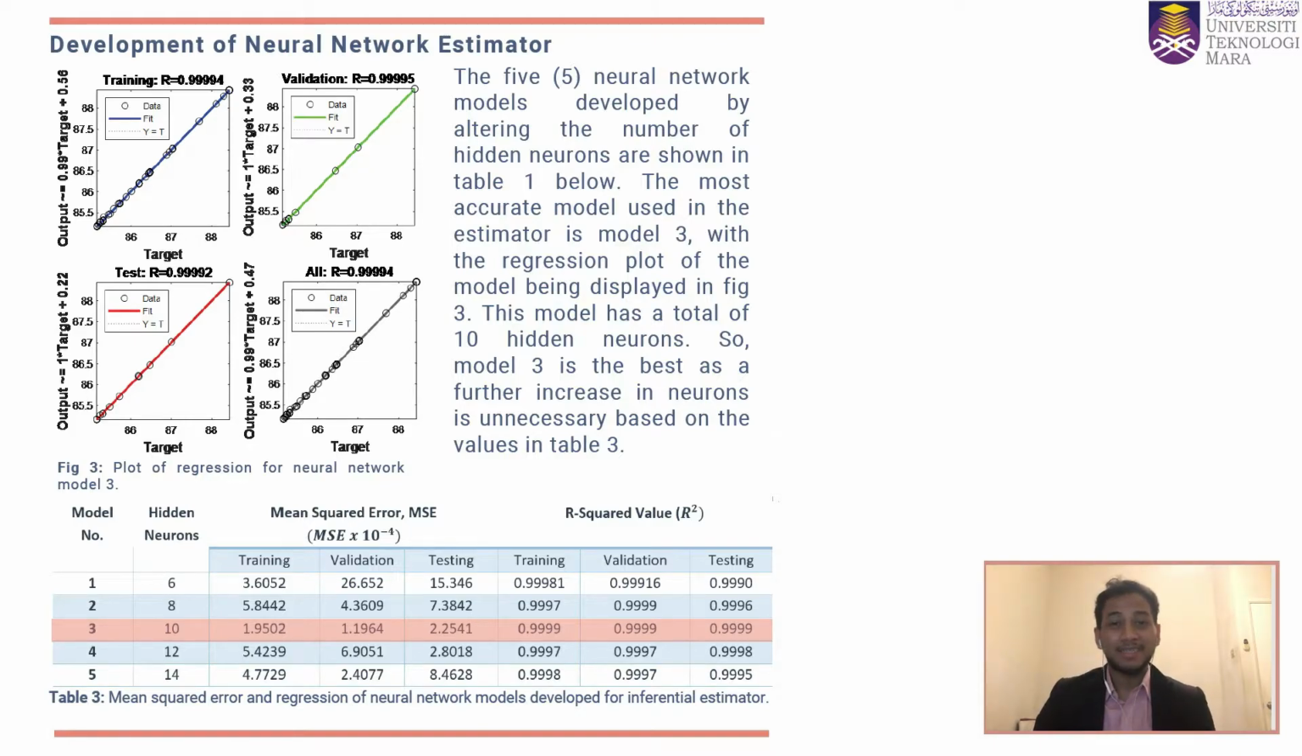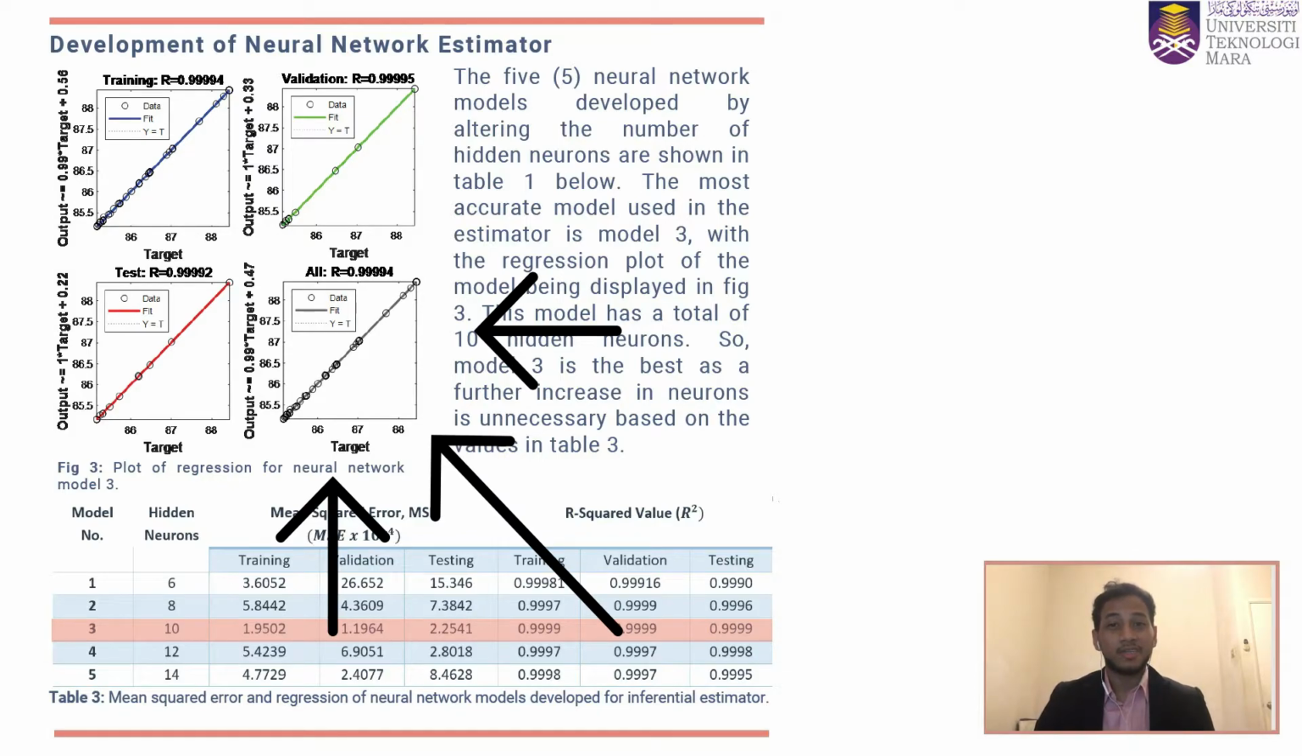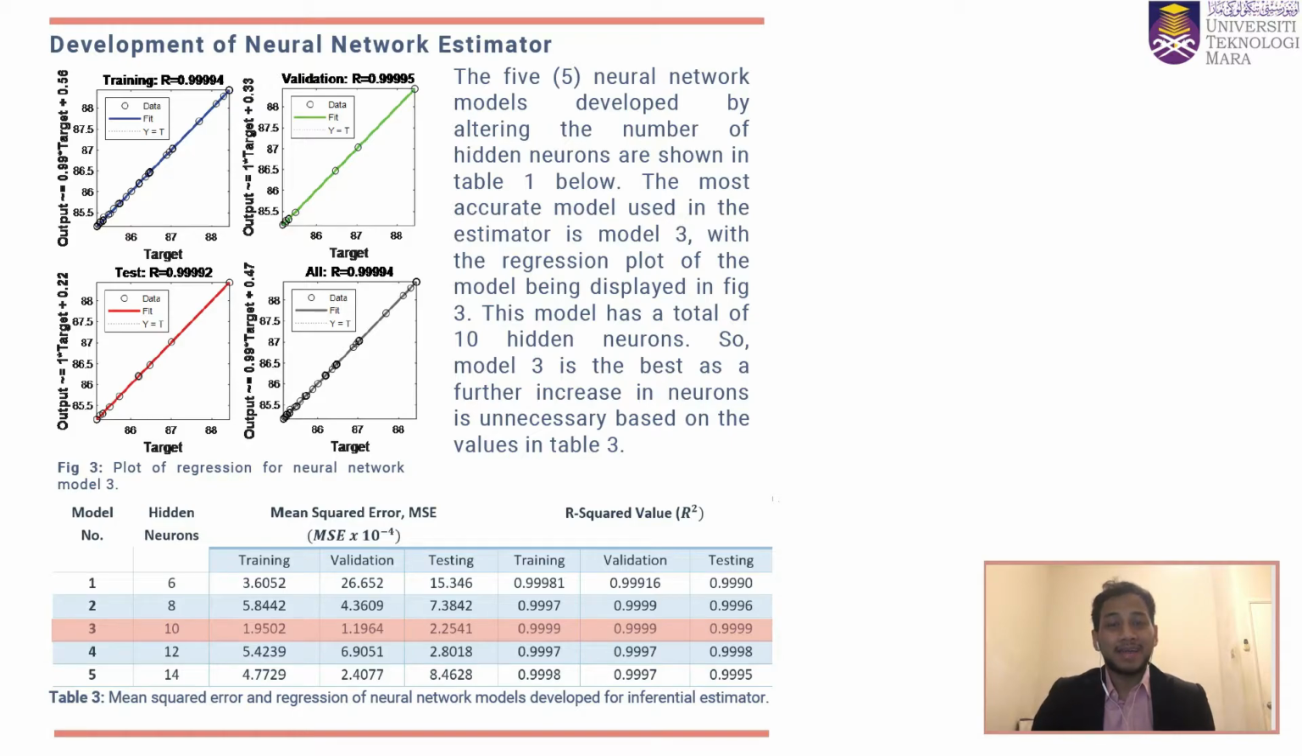Taking a look at figure 3 here, which shows the regression plot for model number 3, it can be seen that it shows an almost completely accurate representation of the simulated data that is being used here. Now, it may be safe to assume that the higher the number of neurons, the more accurate a neural network is. However, when table 3 is paid close attention to, you can clearly see that models 4 and 5 have a bit of a lower value for the testing as well as the validation steps compared to model number 3.